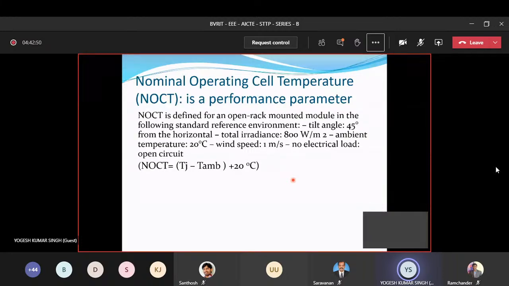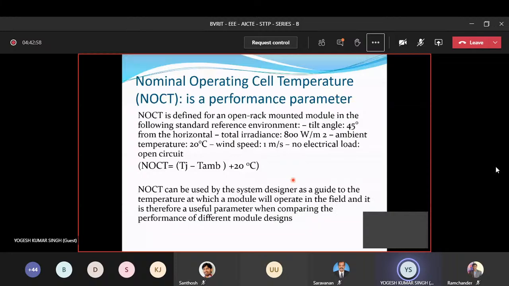Now the NOCT can be used by the system designer as a guide to the temperature at which the module will operate in the field. It is therefore useful as a parameter when comparing the performance of different module designs. So these are the two different concerns, and this is universally applicable to all PV modules under the NOCT condition.